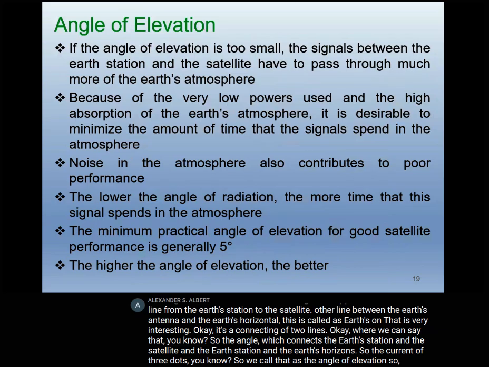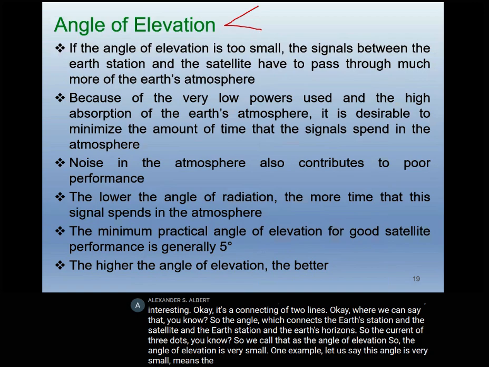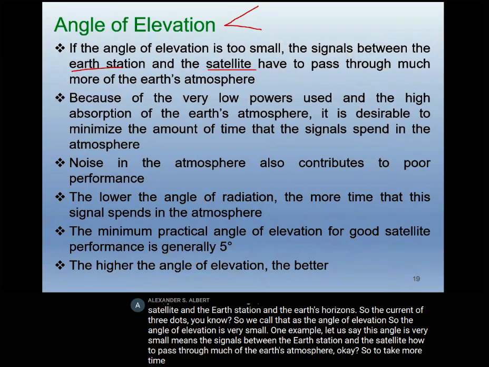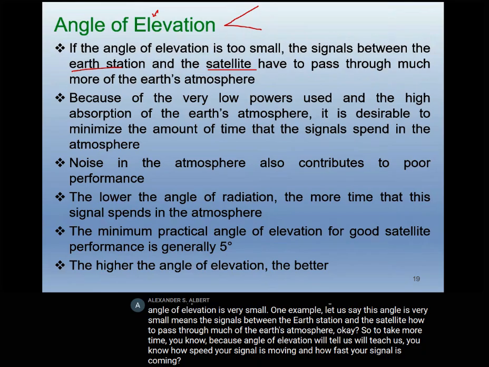So if the angle of elevation is very small, for example, let us say this angle is very small, it means the signals between the Earth station and the satellite have to pass through much of the Earth's atmosphere. Okay, so it will take more time, because the angle of elevation tells us how fast your signal is moving and how fast your signal is coming back. That is called the angle of elevation.